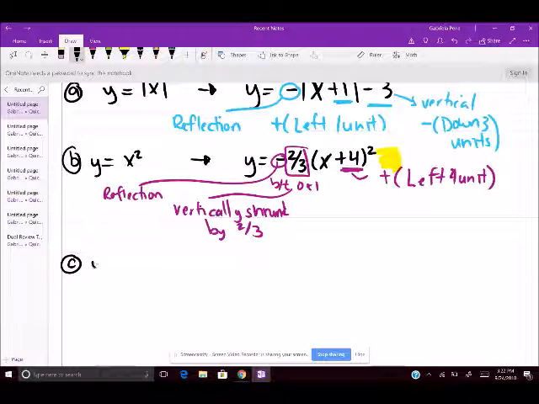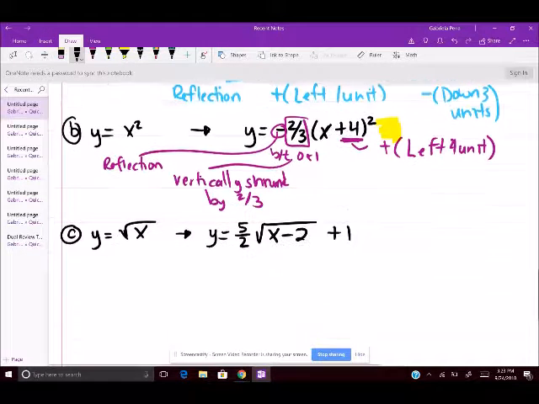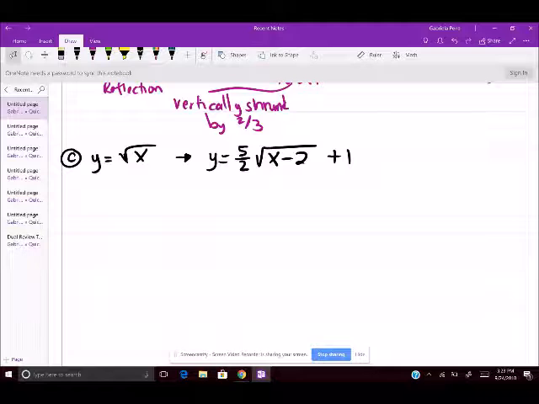So for C, the last one, original problem would be the square root of x. We're going to change it to 5 over 2 square root of x minus 2 and a plus 1. So I see 1, 2, 3 things going on there.